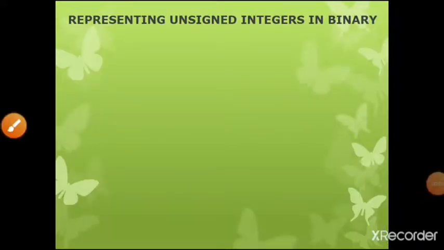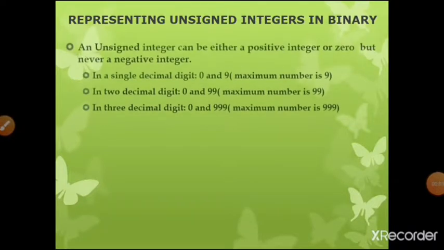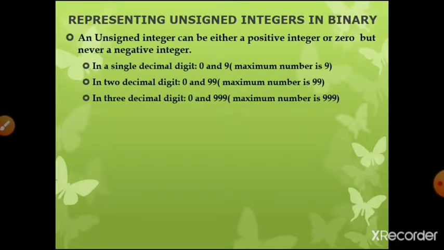Representing unsigned integers in binary. An unsigned integer can be either a positive number or 0, but never a negative number. A single decimal digit starts from 0 to 9, and in the case of a 2 decimal digit number, it ranges from 0 to 99. The maximum it can carry is 99. In 3 decimal digits, the minimum value is 0 and the maximum value is 999.